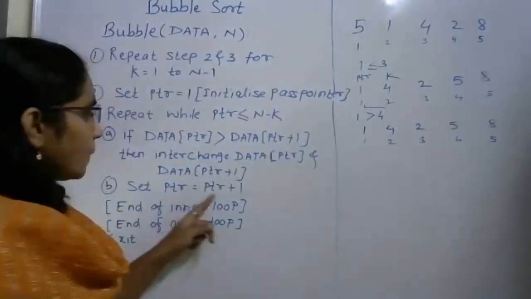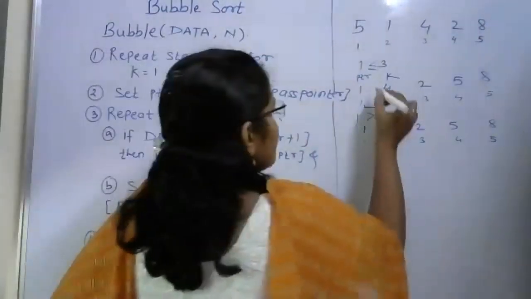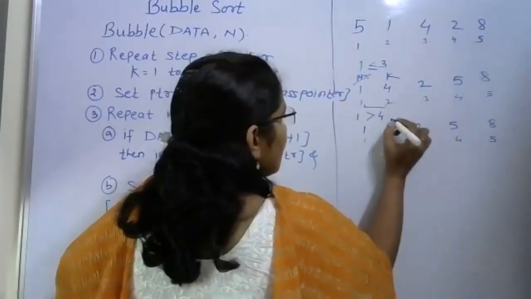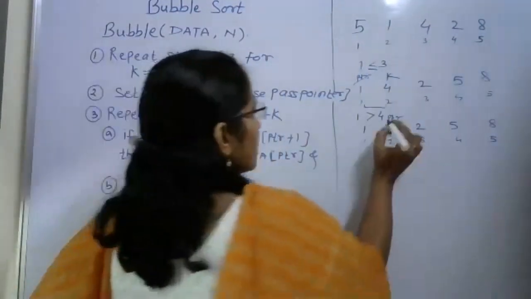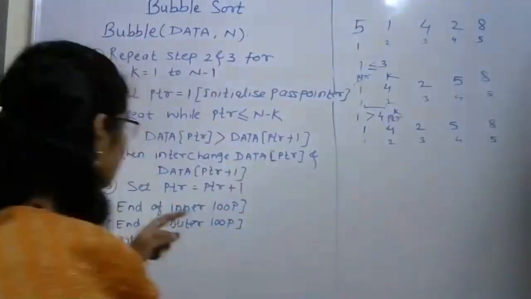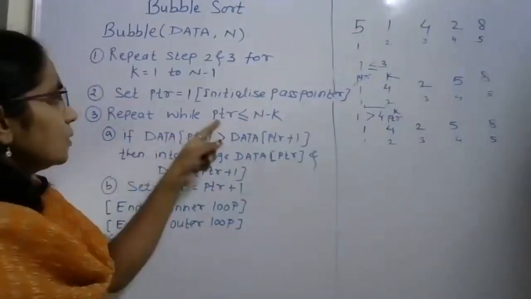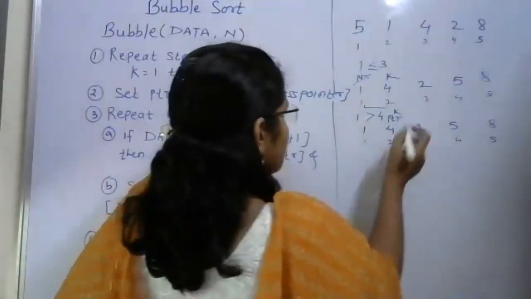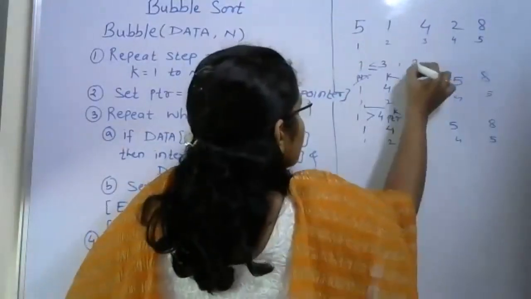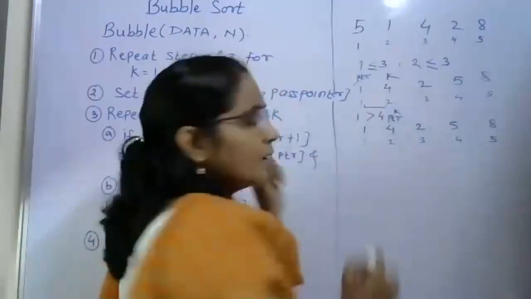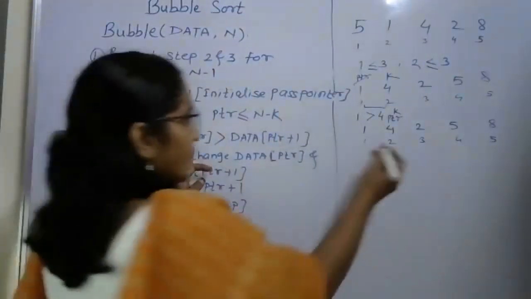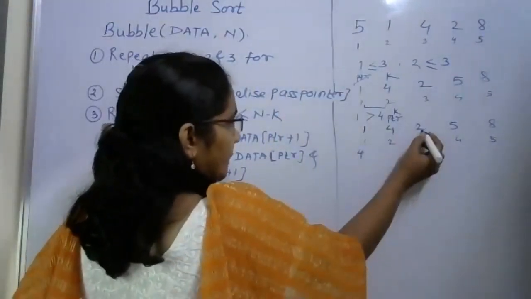Now set PTR equal to PTR plus 1. So this PTR will vanish, and PTR becomes 1 plus 1, that is 2. So PTR is at the second location, and k is also at the second location. Again it goes to the loop. Check again: is PTR less than or equal to n minus k? Now the value of PTR is 2. 2 is less than or equal to 3. Yes, the condition is true. So once again you check whether data of PTR is greater than data of PTR plus 1.